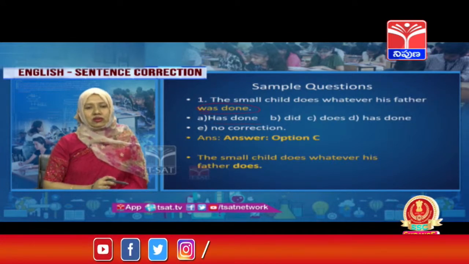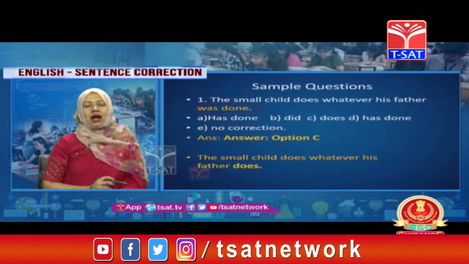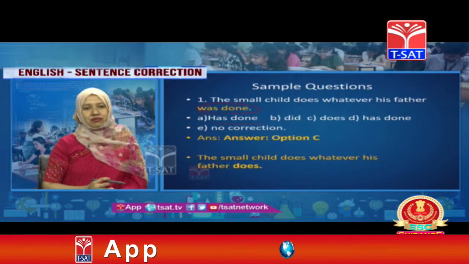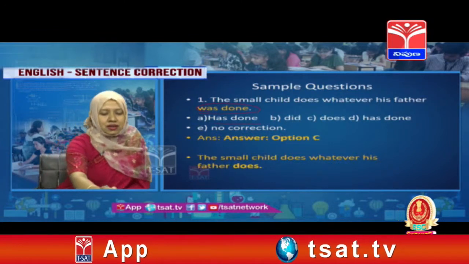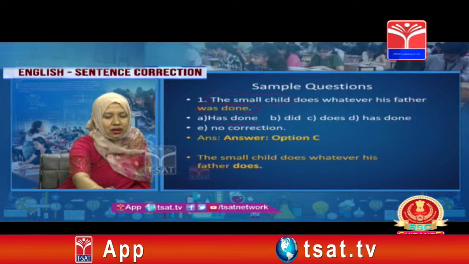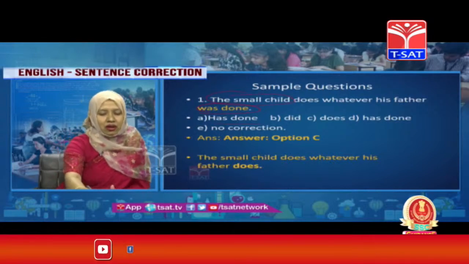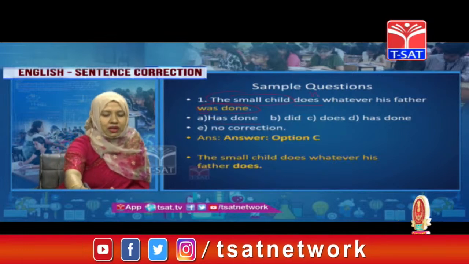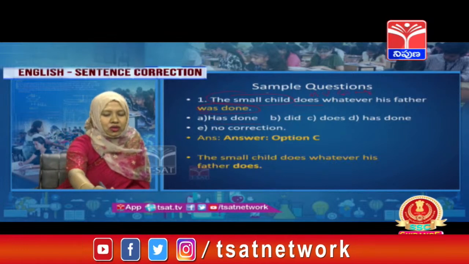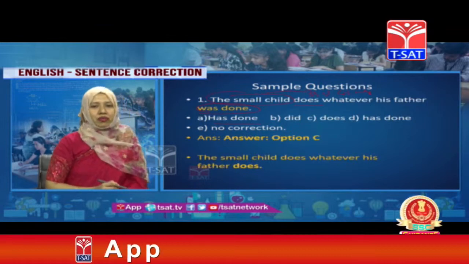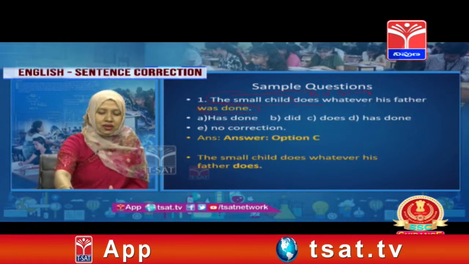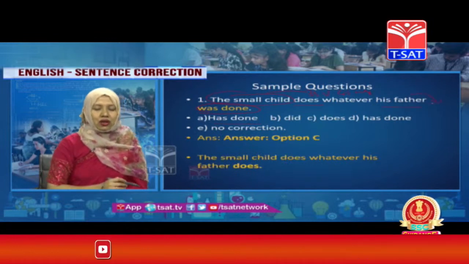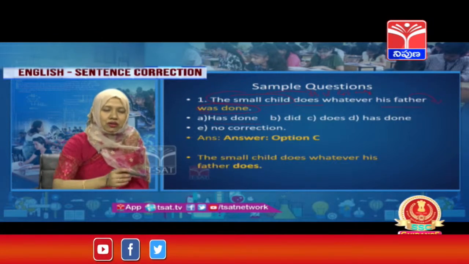Now, how to find the correct answer? A small child does whatever his father dash. In this sentence, the small child is a subject. Does, singular verb. This is the helping verb in singular form. So, with singular subject, singular verb. Next, whatever, this is connecting his father dash. Now, the father is singular. So, what should come here?